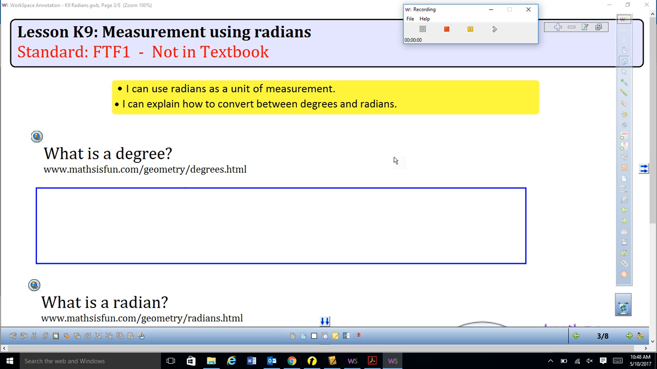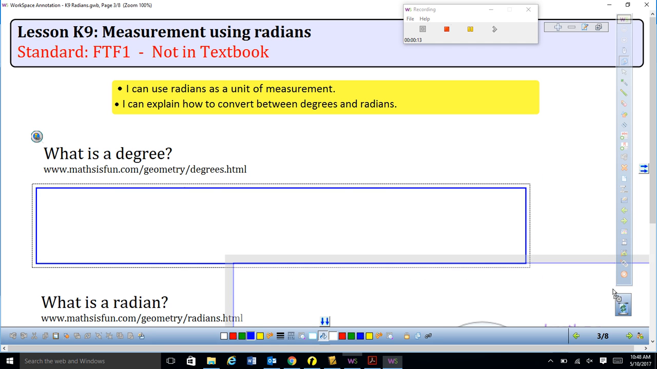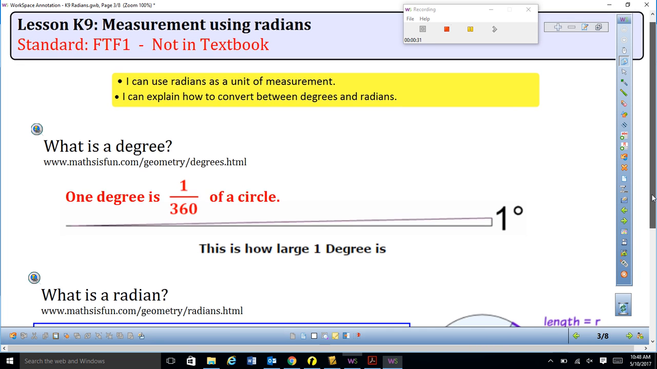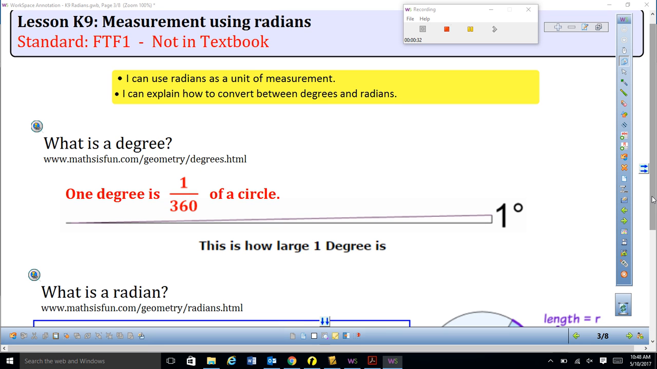So first thing we're going to start off by asking is, what is a degree? Well, we've been measuring in degrees for a while now, so you should know the answer to this. 1 degree is 1/360th of a circle. So on your screens you should now see a depiction of how large 1 degree is. Not very big at all. But we use it to measure our arc lengths and angle measures.